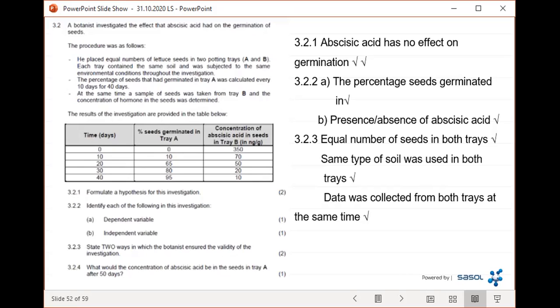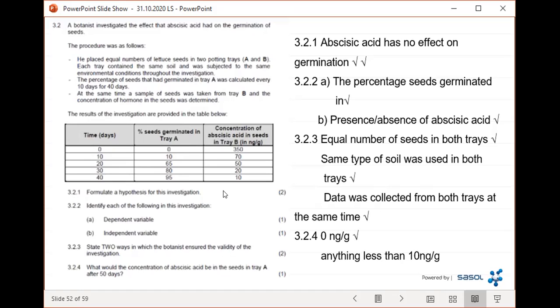What would the concentration of abscisic acid in the seeds in tray A be after 50 days? So if you said 0 nanograms per gram, that would be correct, or anything that is less than 10. Okay, so where we are referring to this one here. If you mention anything less than 10, then you would get your mark. If you said 0, you'd also get your mark because it's lower than 10.